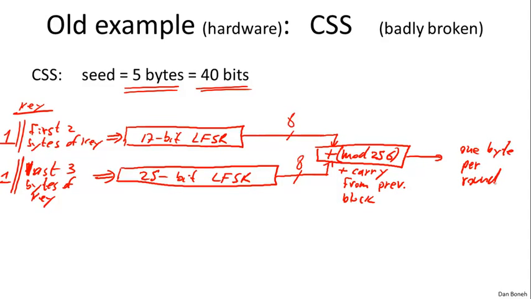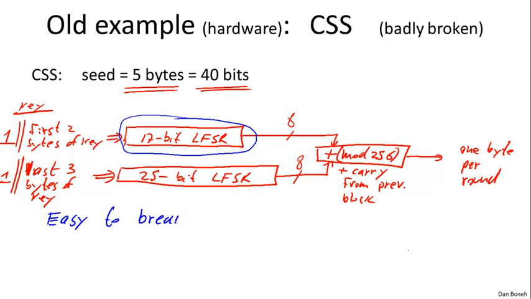This byte is then XORed with the appropriate byte of the movie that's being encrypted. So it's a very simple stream cipher. It takes very little hardware to implement. It'll run fast even on very cheap hardware, and it will encrypt movies. It turns out this is easy to break in roughly 2 to the 17 time. And let me show you how.